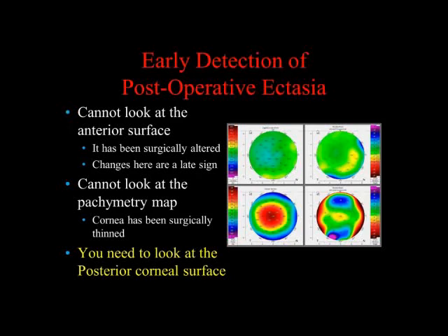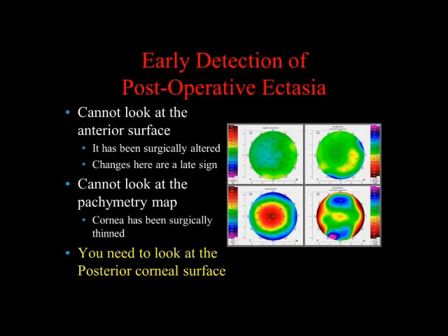You can't really use that display to look at postoperative because, first of all, after an ablation, you've altered the anterior surface. And again, the Belin Ambrosia uses a normative database. You can't look at the pachymetric map because you've thinned the cornea. You're going to clearly have an abnormal corneal thickness, an abnormal pachymetric progression.